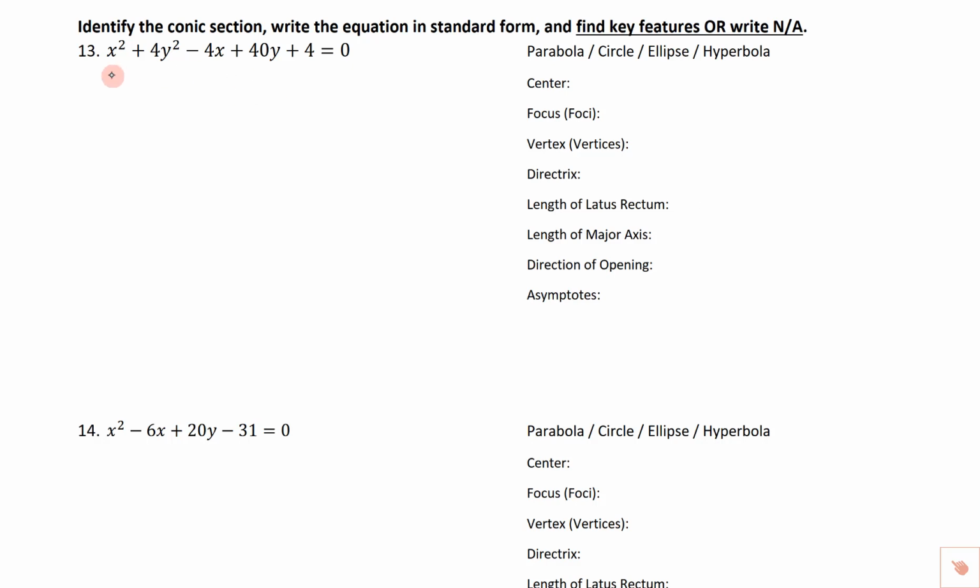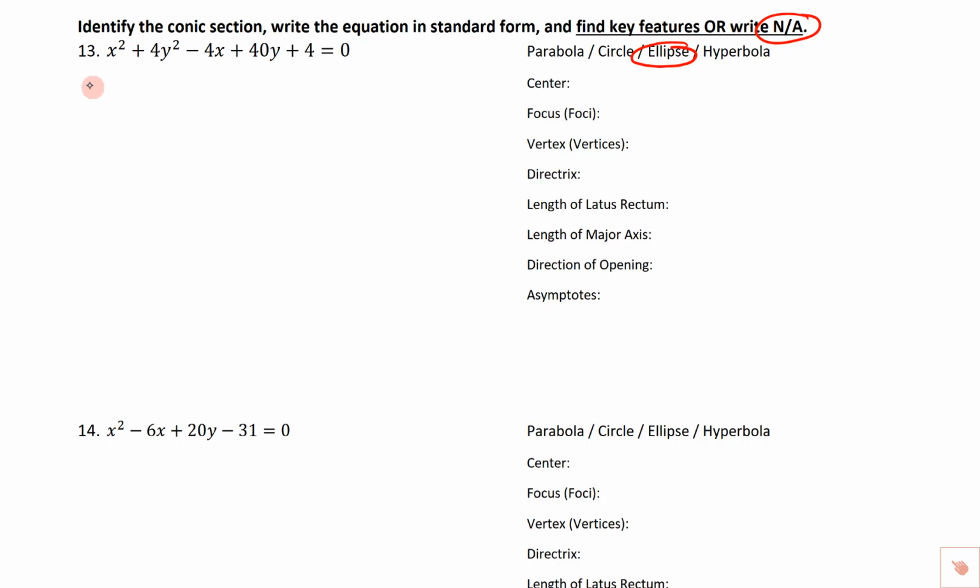You'll notice that they are all on the same side, so that's good. We've got two squared variables. They're both positive. So it's got to be either an ellipse or a circle. But this one right here has a 4 as a coefficient. The x has a 1 as a coefficient. So this is an ellipse. Okay, so we're going to go ahead and circle ellipse. Remember, a parabola is the only one that has only one squared variable, so that'll be pretty easy to find. And then we've got to find all these things, or we've got to write NA. So knowing what it has and what it doesn't have, that's important.